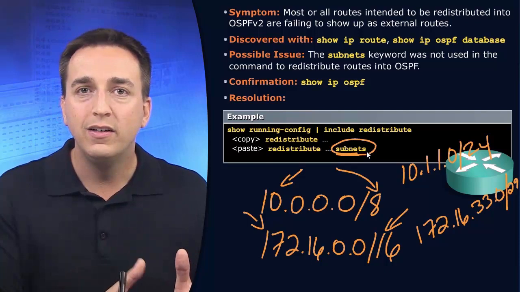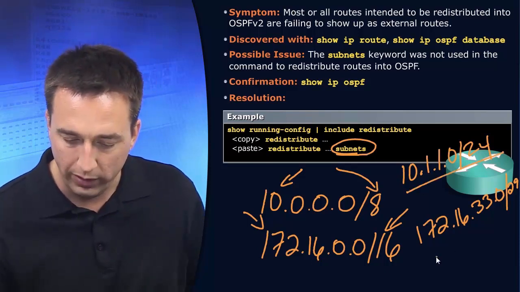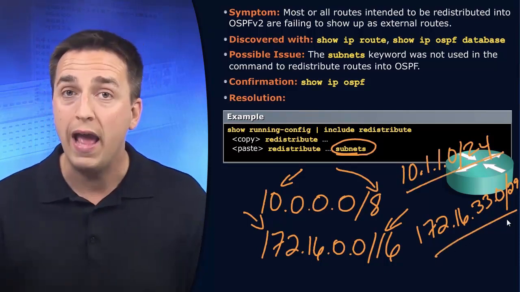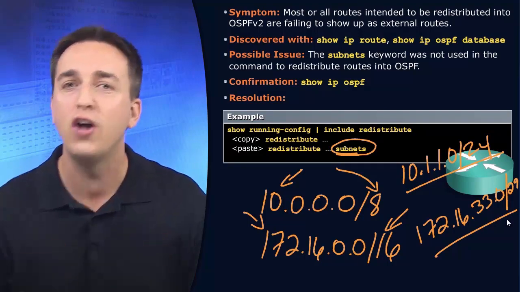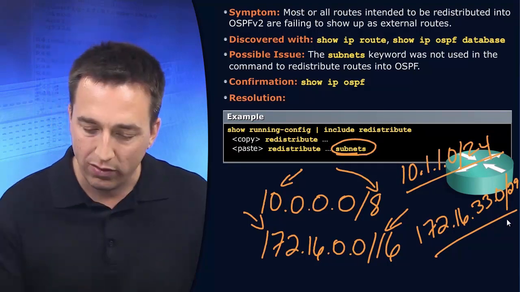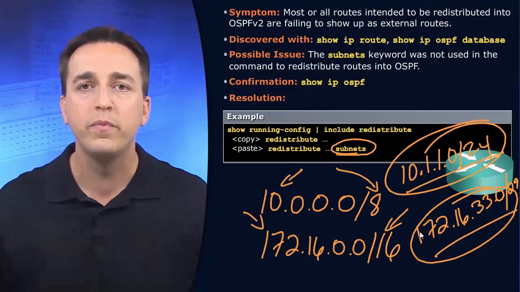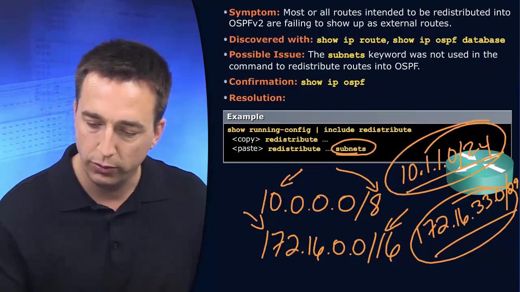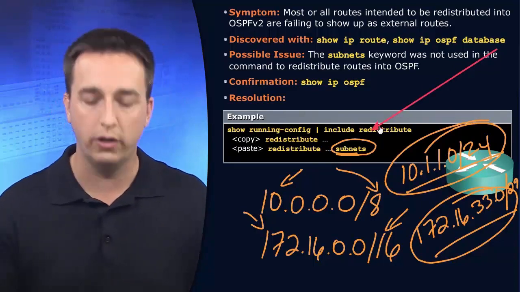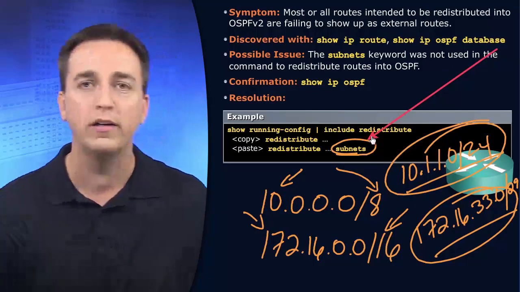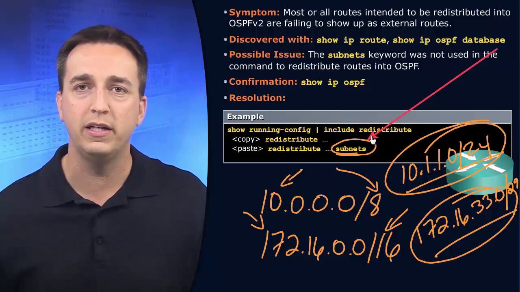That's it. Would this be redistributed? Nope. Would this be redistributed? Nope. Why? Because they're not classful. The only way to get these two redistributed, because they're classless, is to include the subnets keyword. Without that subnets keyword, they're not going to be redistributed.